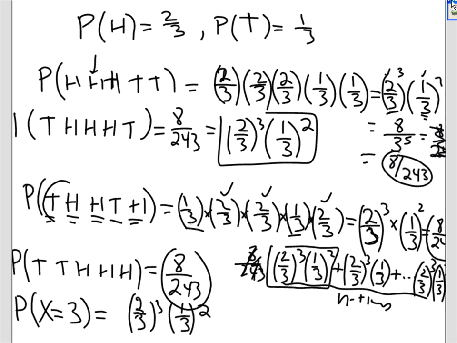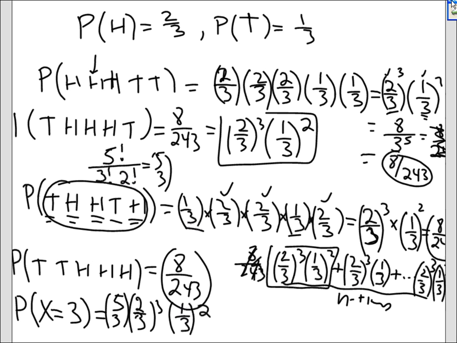And the question is, how many ways can you rearrange those 5 letters? Well, from the 5 positions, you want to choose 3 of them to be heads. You might want to say, well, it's 5 factorial, but there are 3 heads and there are 2 tails, or 3 H's and 2 T's. But this is exactly what 5 choose 3 is. So this is the answer.